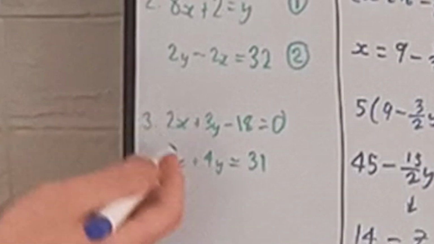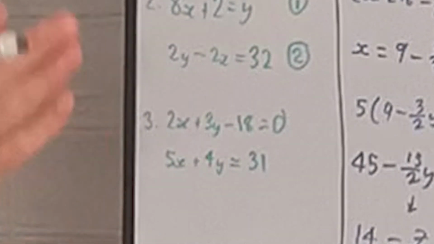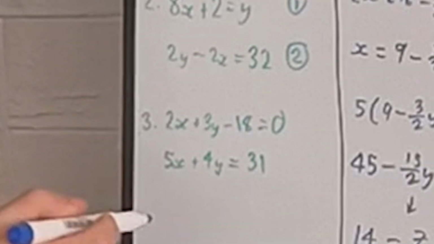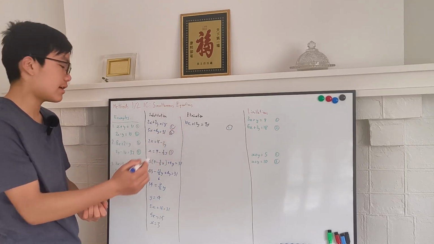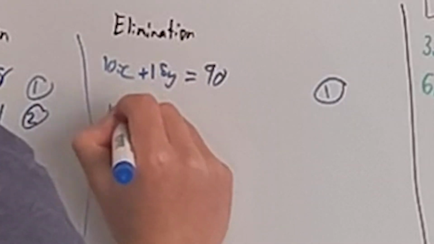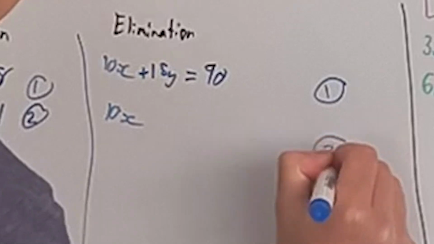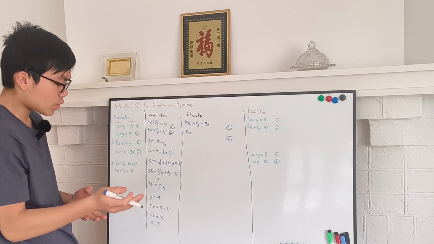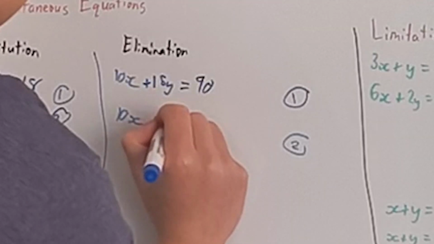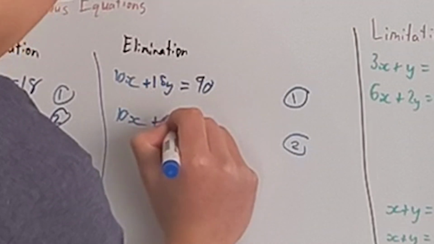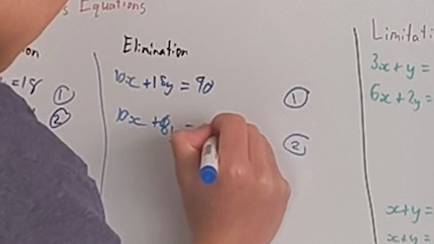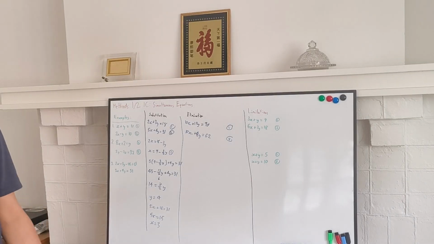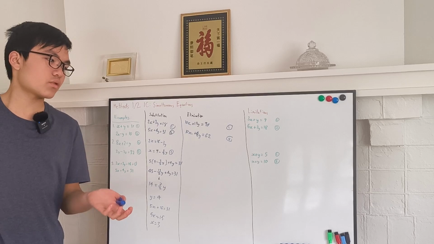Now for the second equation, we don't leave it as it is. We need to multiply it by 2 so that we get 10x, because this equation here has 10x. So 10x, this is the second equation. We multiply everything in the rest of the equation by 2 as well. So plus 8y equals 62.